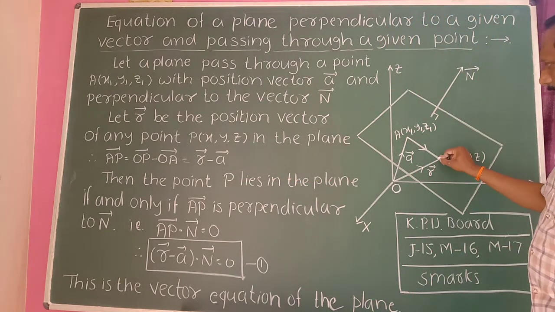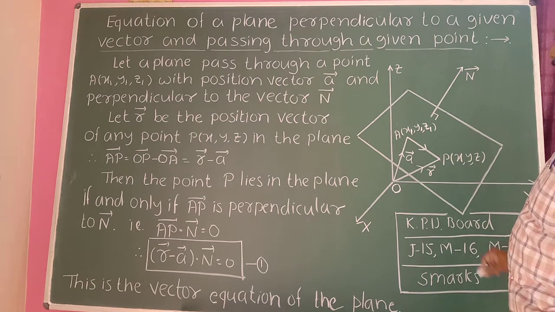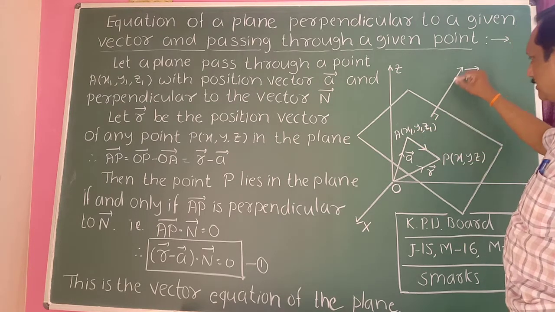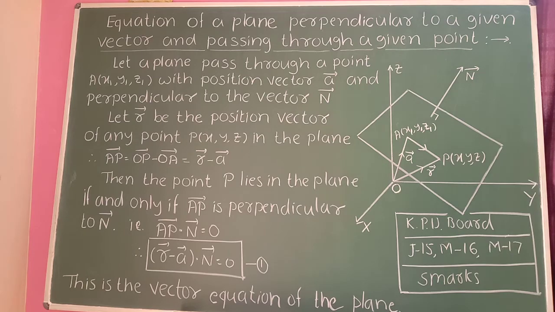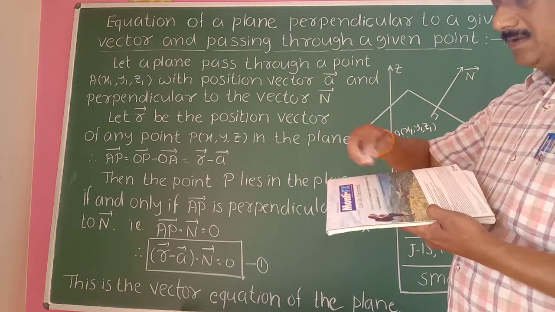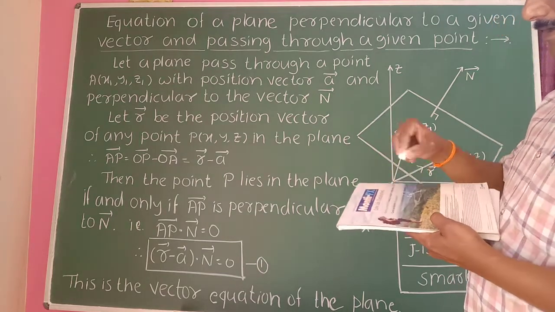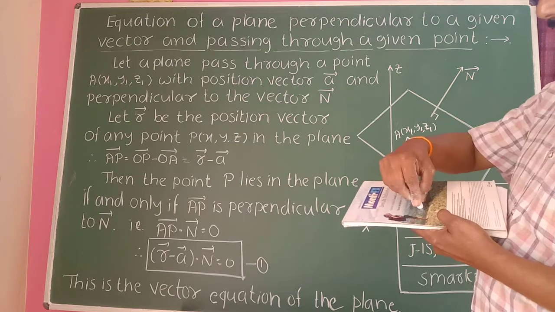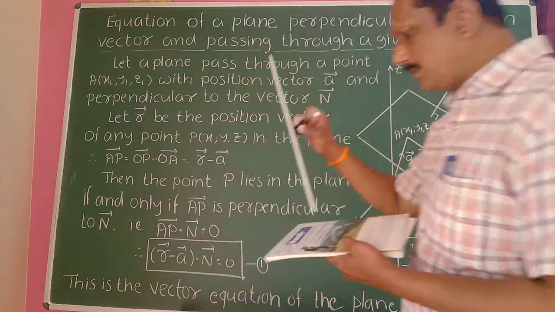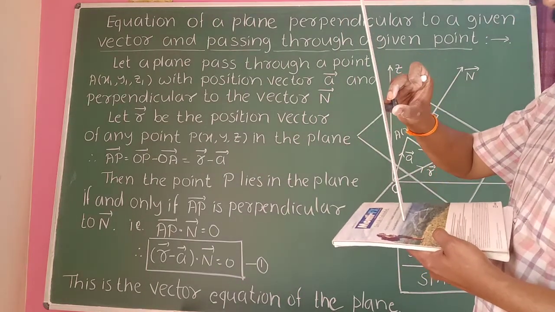Then this point P lies in the plane if and only if AP is perpendicular to n bar. I will explain. Consider this our plane. Here is the point P, and this is the point A. Then just join them like this. This is the vector n bar. This vector and AP are both perpendicular.